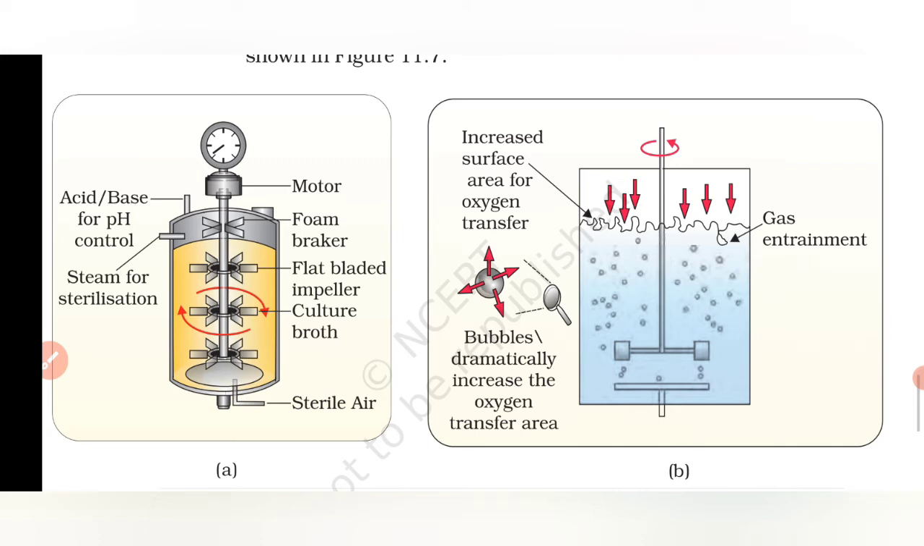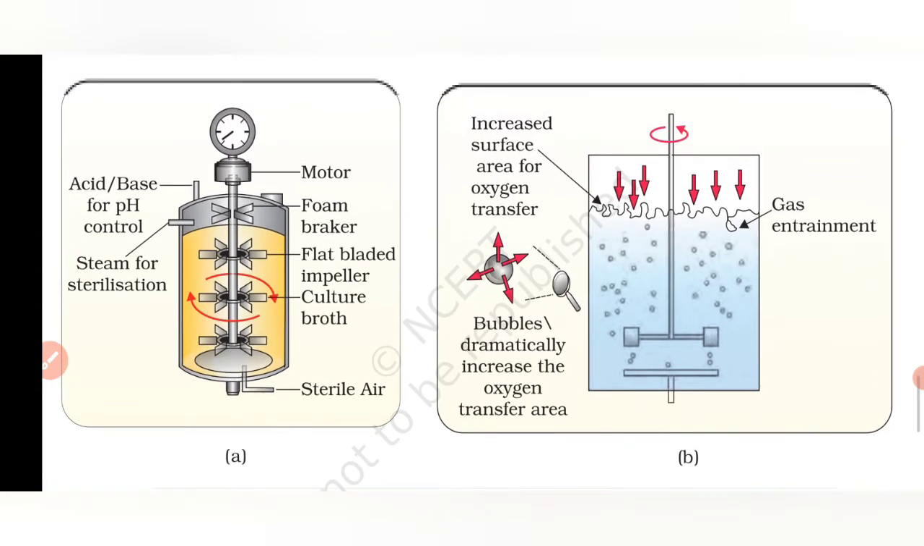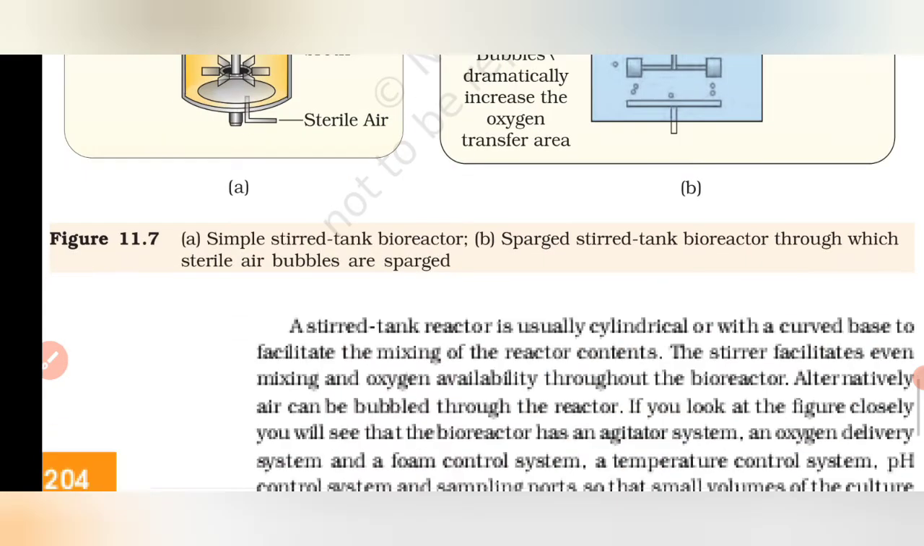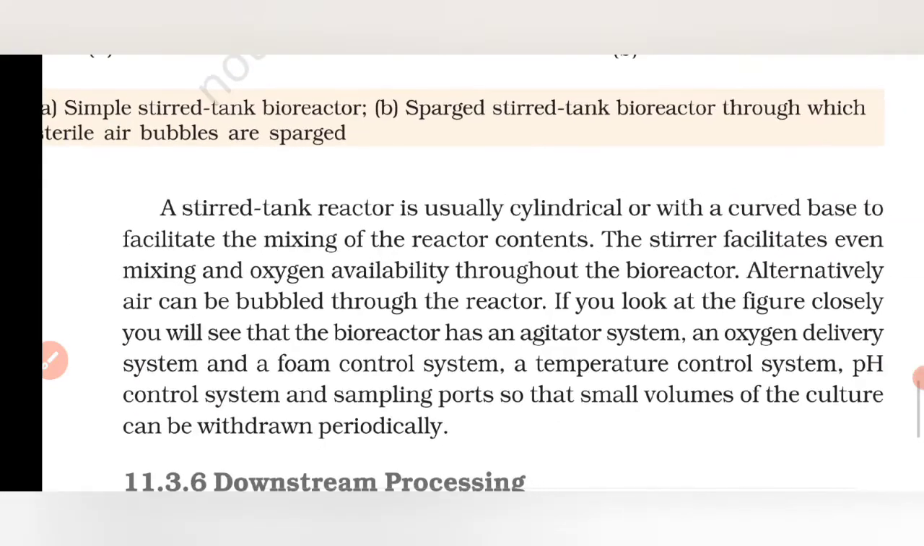So here two different types of bioreactors are shown. Figure A shows the stirring type bioreactor, and B is sparged stir tank bioreactor. The most common is the A one, that is stirring type bioreactor. A stirrer tank reactor is usually cylindrical or with a curved base to facilitate the mixing of the reactor contents. The stirrer facilitates even mixing and oxygen availability throughout the bioreactor. Alternatively, air can be bubbled through the reactor.